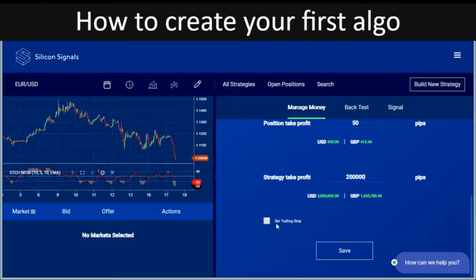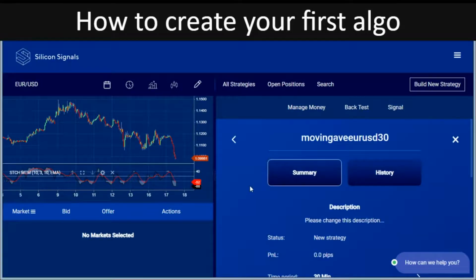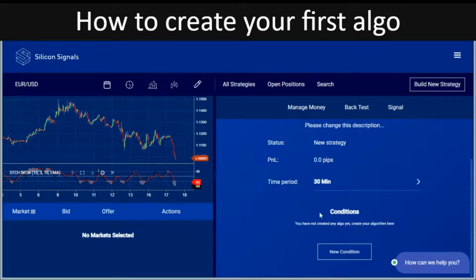There is the option to set a trading stop, but we'll discuss this in a future video, and it just helps you try to maximize your profits as we go on. So let's click save and move on to the next section, and we are now going to choose our conditions for our algorithm.